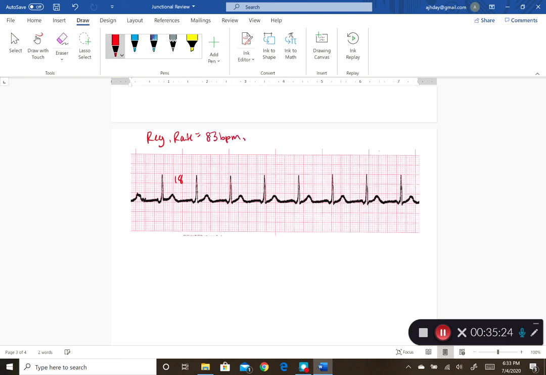Next thing I'm going to look at is my P waves. So I'm going to highlight them for you. We have a very thick isoelectric line, but you see that dip right before the QRS complex. So those inverted P waves tell me that this is going to be junctional. Next, we'll look at my QRS complex. It's very narrow, probably only 1 block wide.